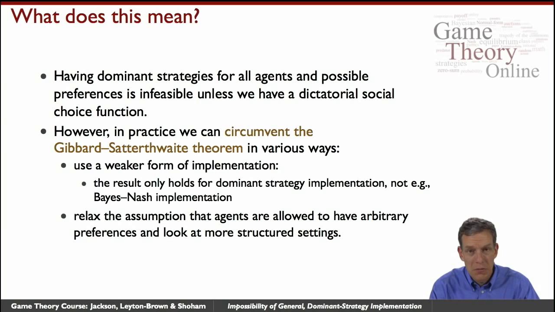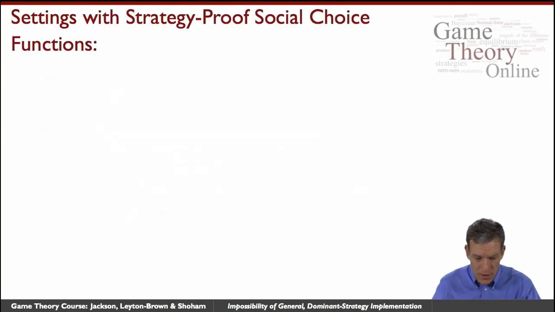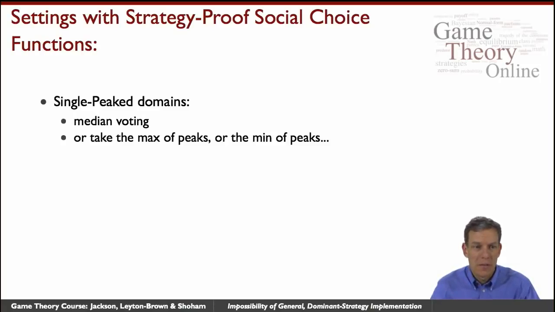We could relax the assumption that people have arbitrary preferences and look at more structured settings. And indeed, when we do that, we're going to find much more interesting and positive results in terms of rules that we can apply. So more interesting rules, I should say, not more interesting results. The Gibbard-Satterthwaite theorem is a very interesting result. But we'll find more interesting rules that we can work with.